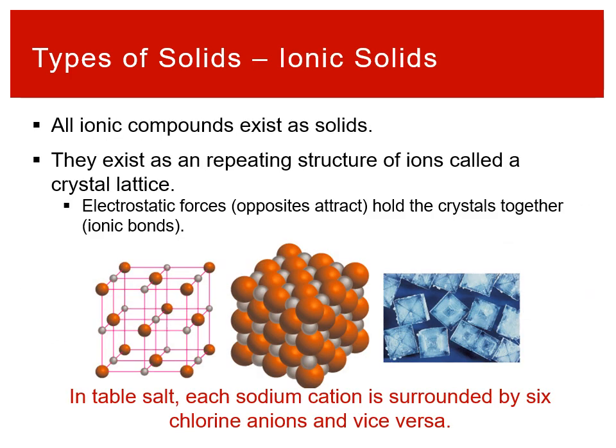The first type of solid we want to talk about is ionic solids. This is something we're familiar with from previously discussing types of compounds, because all ionic compounds exist as solids. So ionic solids are just the ionic compounds. In an ionic solid, you have a repeating structure of ions. That's your crystal lattice.